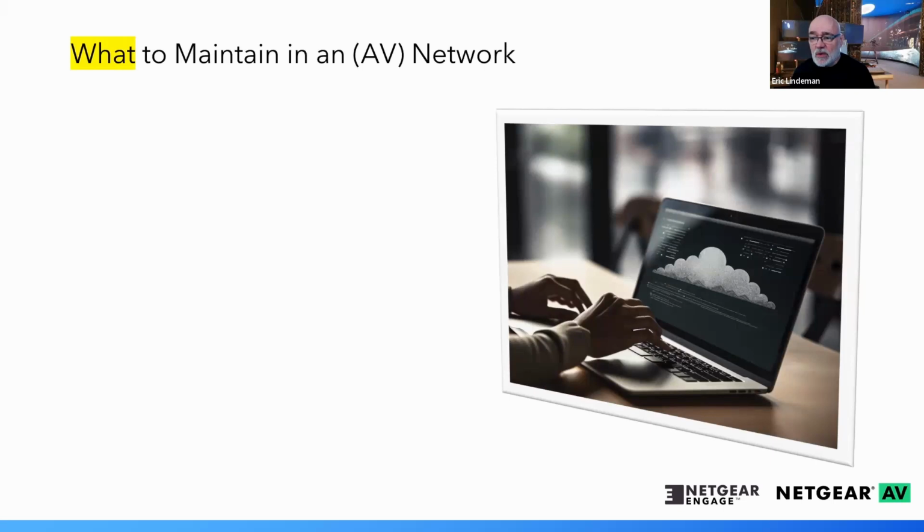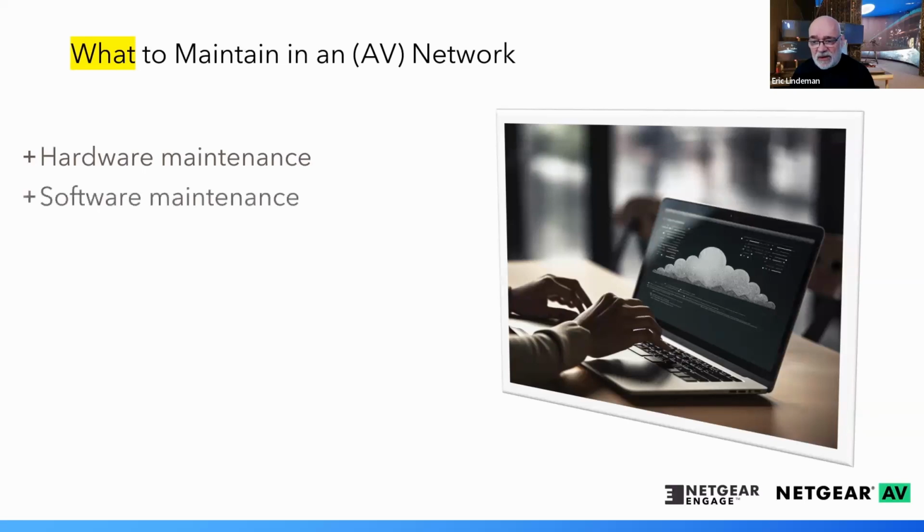But now you may be wondering, what exactly does maintenance entail? Roughly speaking, we can divide network maintenance into hardware maintenance. This includes checking the status of the equipment, replacing faulty parts, and updating firmware and drivers. You can also have software maintenance. This includes checking the status of the software, installing updates, and performing backups.